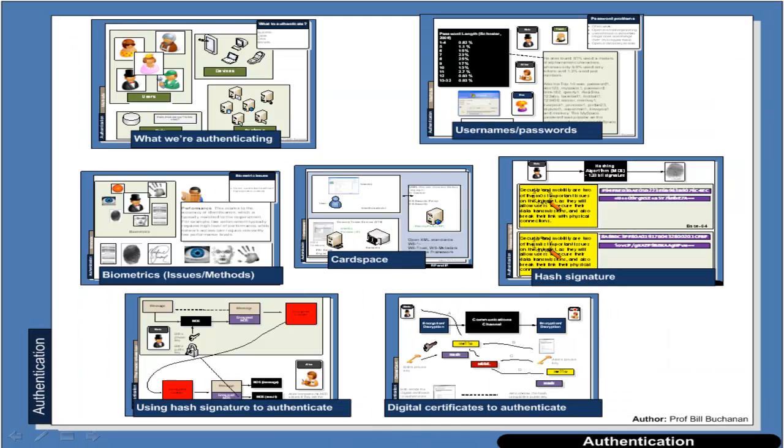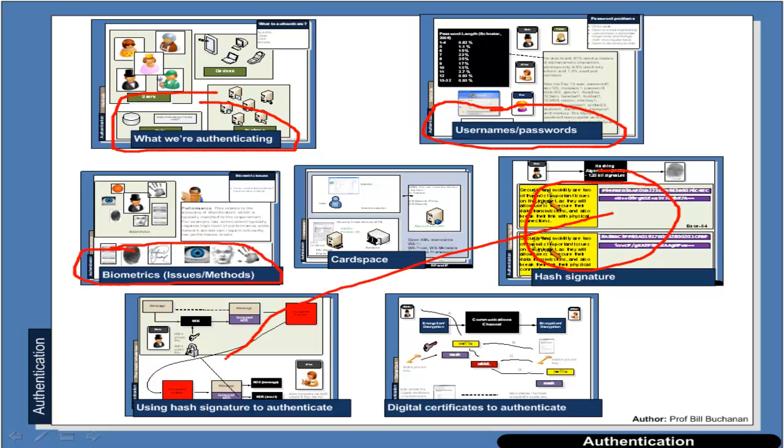So the main conclusions are that we've looked at what we're authenticating, we looked at the problems with usernames and passwords, and then we went on to look at the biometric issues and methods, of which there are many, and then on to the hash, the main hash signature methods, and how we can actually authenticate using this hash key. Then we looked at digital certificates to see how they worked and some of the issues that we had with them, and then on to possible infrastructures for the future using CardSpace.